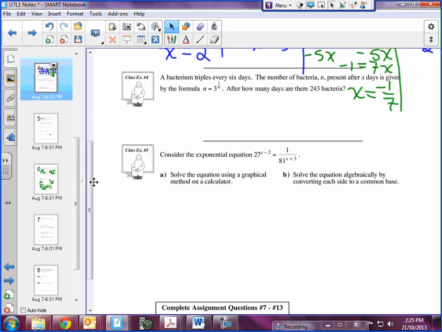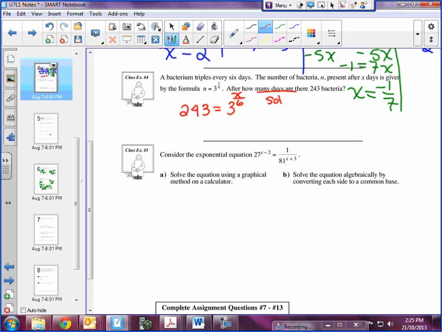So if bacteria is N, then our N is 243. So we could just say 243 equals 3 to the x over 6. Everyone okay with that step? Yep. So if it's saying after how many days, we have to solve for x.